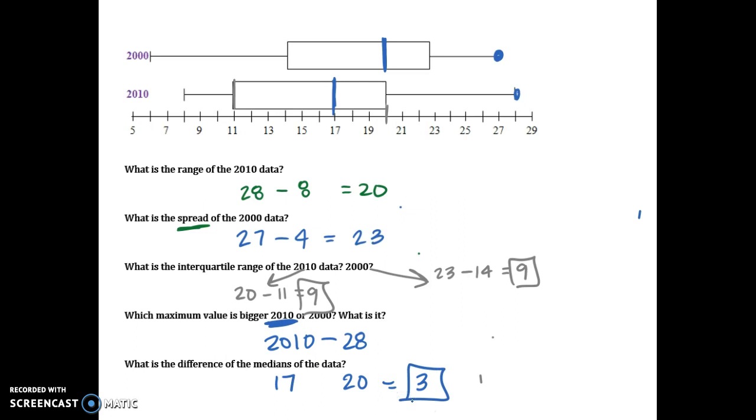And you would probably also want to say that 2000's median was 3 units higher than 2010.